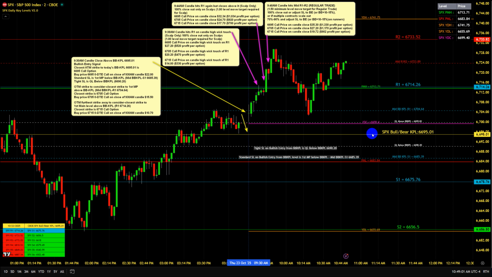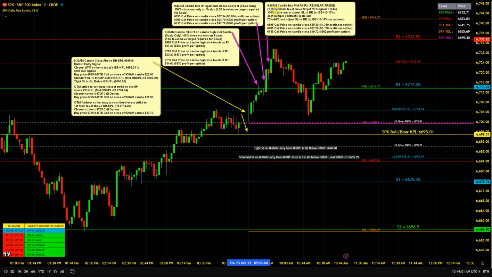So a 1.5 level move, you take the level that you're trading from, in this case the bull bear key price level. It's a bullish trade, so we're going to look 1.5 levels above. This is a half level, this is a full 1 level, this is a 1.5 level. R2 would be a full 2 level move.